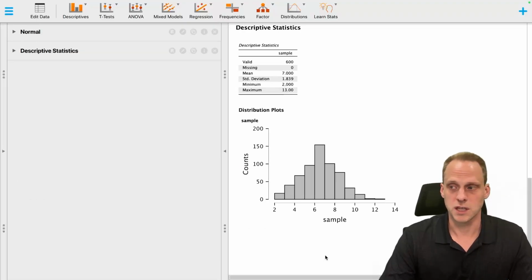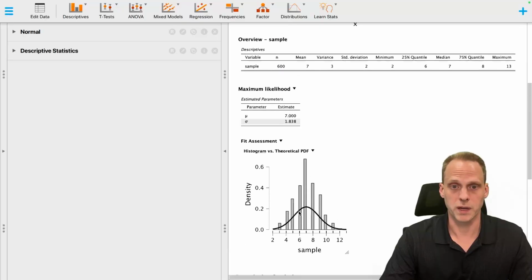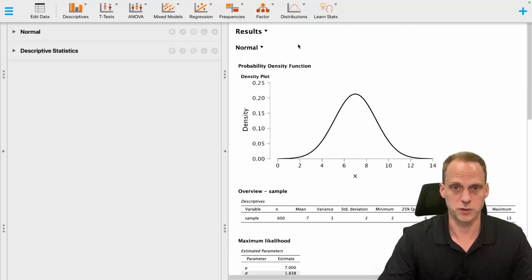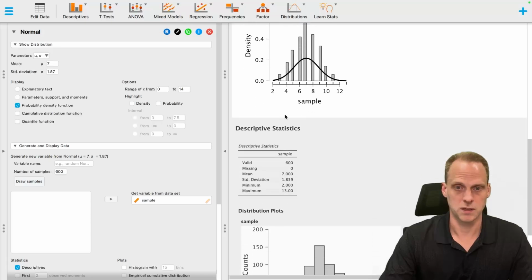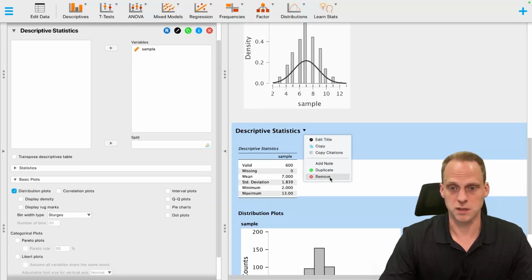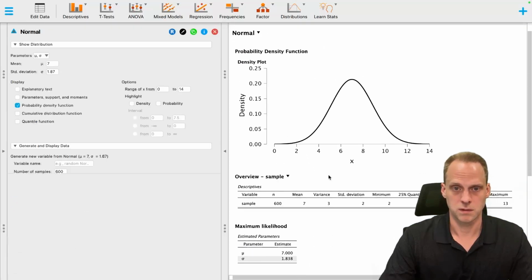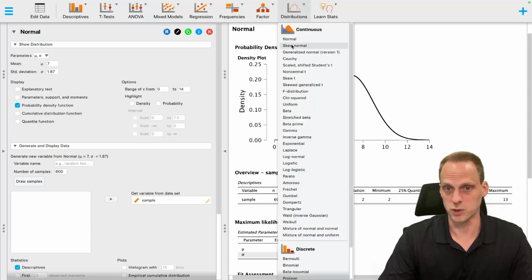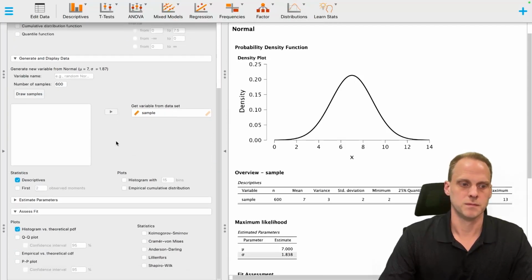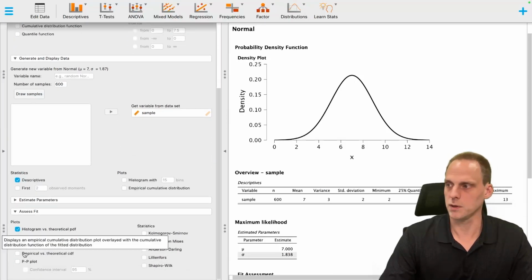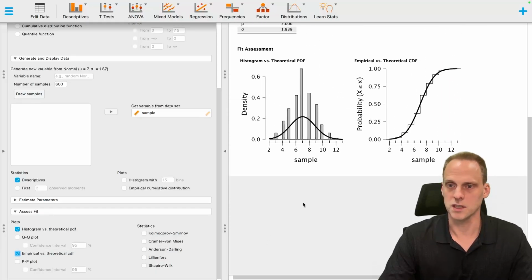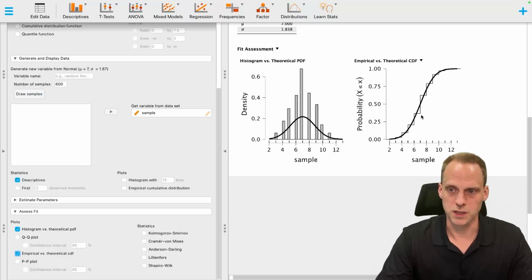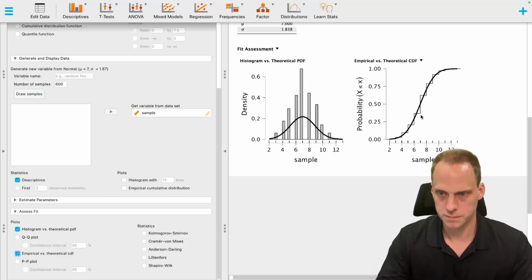Let's look at that in JASP again. Let's go back to our results from the distribution pane. Right? We can actually remove these descriptive statistics that I did. And this is what we get when we go to distributions normal. Now we can add empirical versus theoretical CDF. We add this, and we get this plot. Now this is a bit more interpretable.